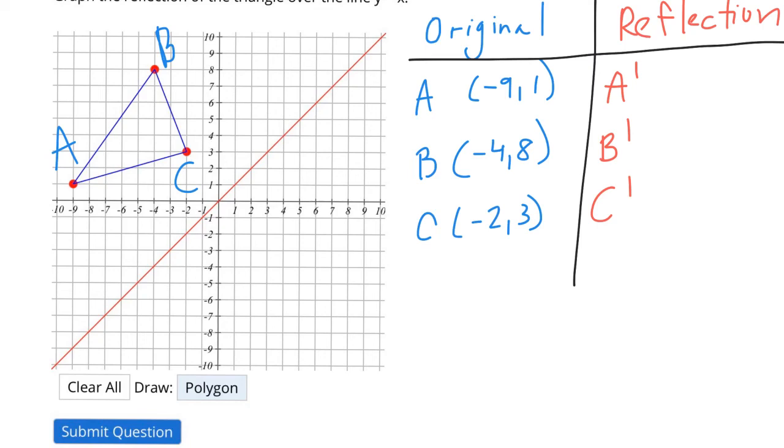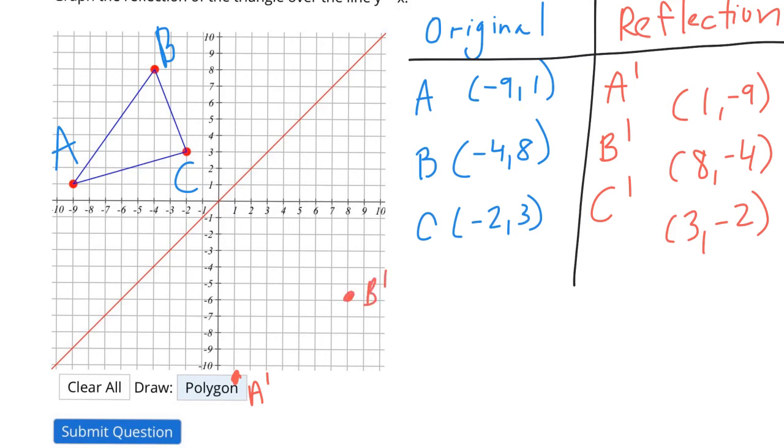If I want to figure out what the reflection is going to be over the line y equals x, all I need to do is switch around the two coordinates. So I'm going to switch it so that it's 1, then -9. I'm going to switch it to be 8, then -4, and finally 3, then -2. I'm going to graph those 3 points now. So 1, -9, that's where my A prime is going to be. 8, -4 is going to be B prime, and then 3, -2 is going to be C prime.